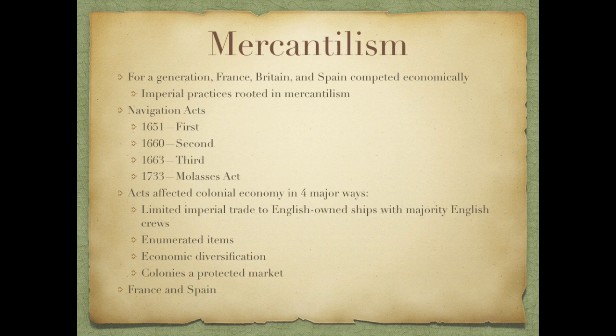In England, this policy was articulated through a series of navigation acts. The first of these was passed in 1651, and it required that all trade be carried on English, including colonial, ships, which replaced the Dutch shippers that had been doing most of the commerce up to that point. This actually acted as a great boon to the shipbuilding industry in the American colonies.